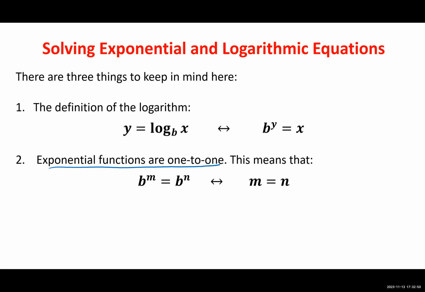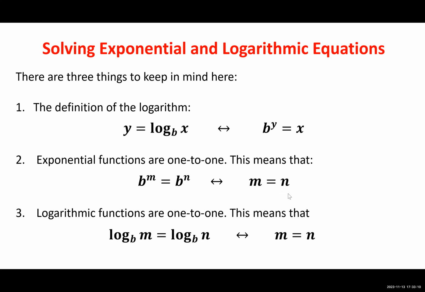Okay, great. What does that get us? Well, this property right here. If b to the m is b to the n, so if you have the same base, b to this is equal to b to that, the exponents have to be equal. And then the inverse of the exponential functions are the logarithms, so logarithmic functions are also 1-to-1. Right, so we've got the definition. We've got exponential functions are 1-to-1, and we've got logarithmic functions are 1-to-1.